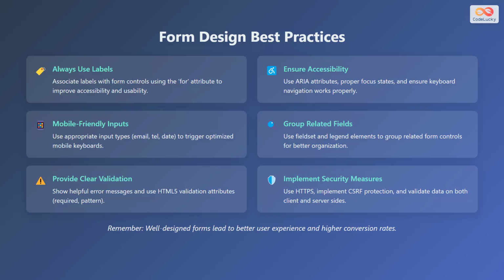You must also ensure accessibility. Use ARIA attributes, proper focus states, and ensure keyboard navigation works properly. Be sure to group related fields together. Use fieldset and legend elements to group related form controls for better organization. And finally, implement security measures. Use HTTPS, implement cross-site request forgery protection, and validate data on both client and server sides. Remember, well-designed forms lead to better user experience and higher conversion rates.